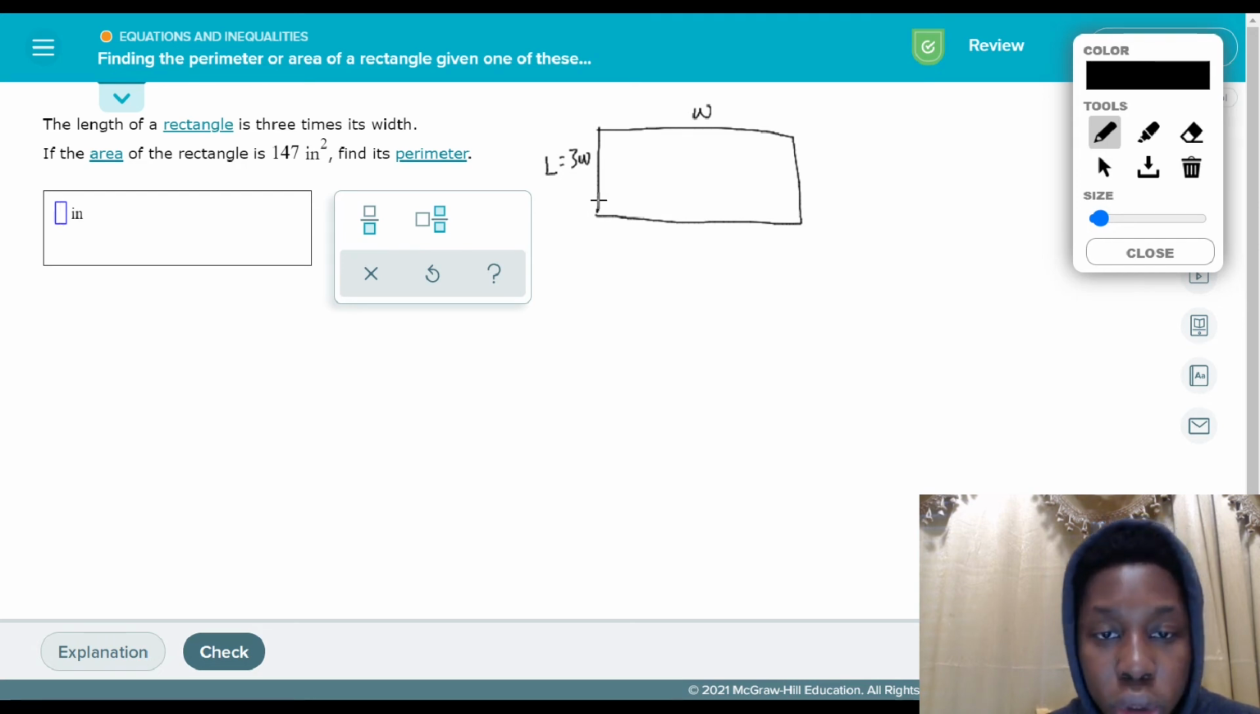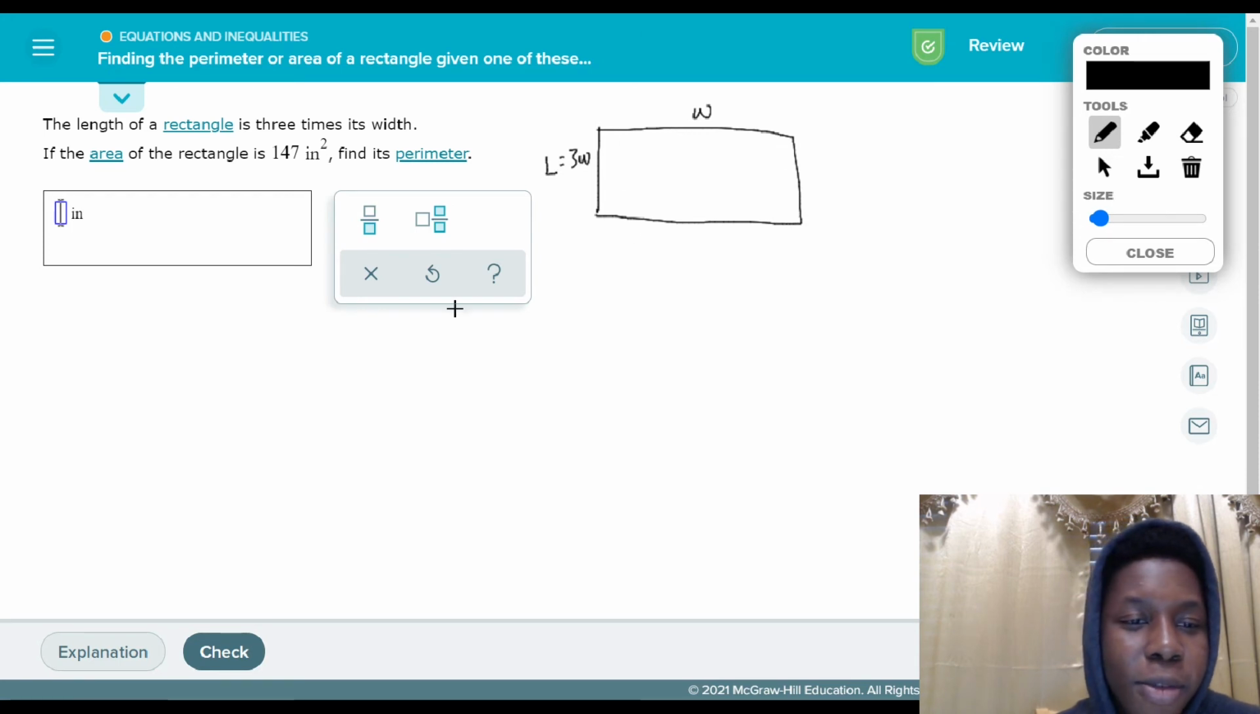Even though I didn't draw it here, the length should be longer. It doesn't matter that I didn't draw it. Based on that clue we got from here, which is the length equals 3W, now we have to find the perimeter.